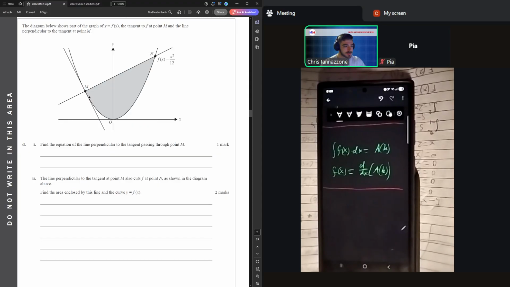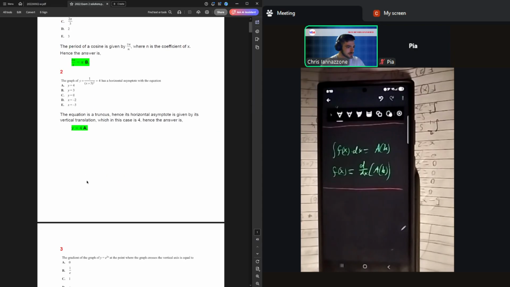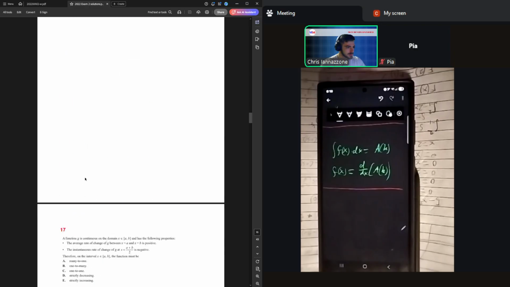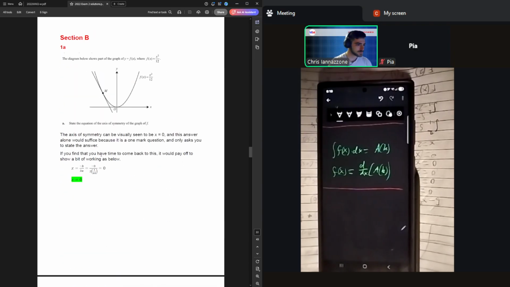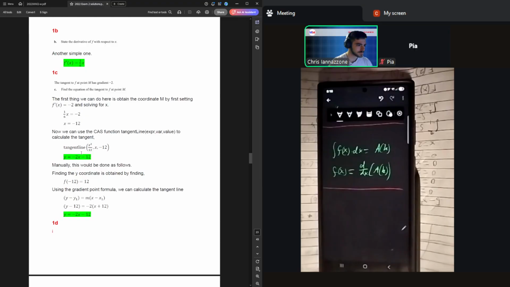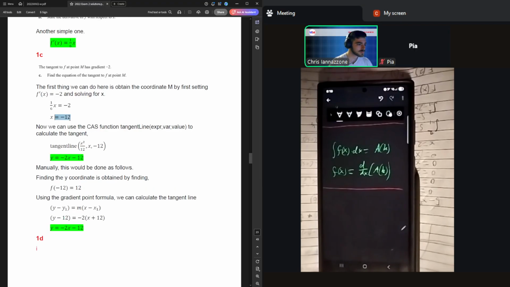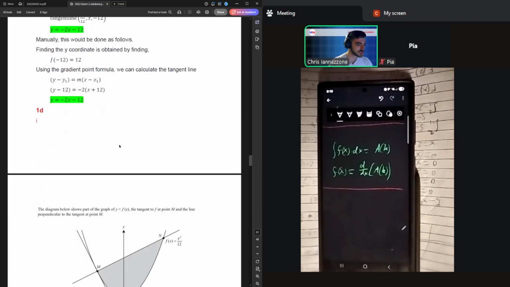So we already know m. That was the negative 2, was it? Negative 2, I think. Where was it? Negative 12. Yeah, okay. So we already know that one's a negative 12.